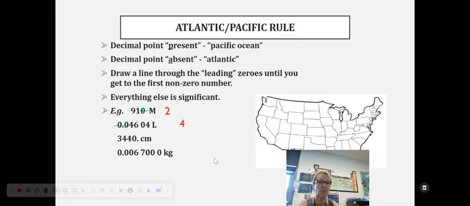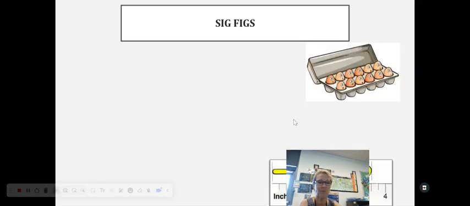This next one, decimal point present. Start at the Pacific. There are no zeros to cross out. That means every digit is significant in this measurement. The next one, decimal point present. Cross out the first ones. Start at the 6. Count the rest. I hope you're catching on using the Atlantic Pacific rule.